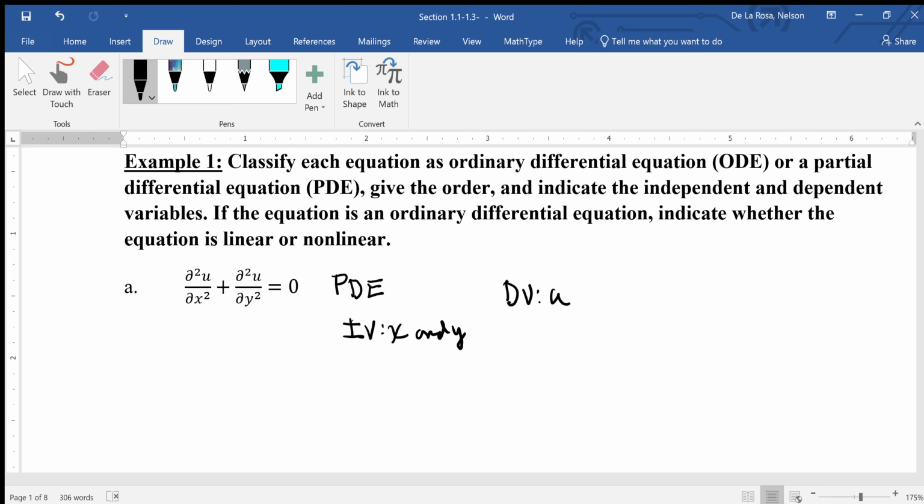This equation in part A is a PDE, partial differential equation. There are two partial derivatives of u with respect to x and with respect to y. So x and y are the independent variables. The dependent variable is u. The order is 2 because that's the highest derivative.